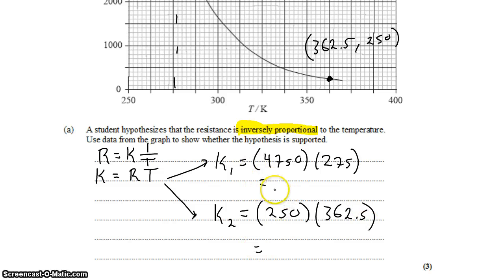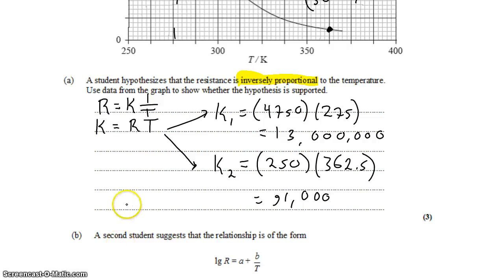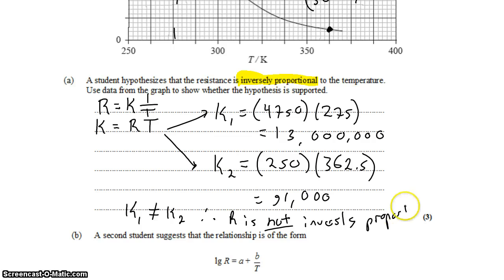When you punch them into your calculator, you get that the first one is about 13 million, and the second one is just 91,000. Very, very different. Clearly not close to the same. So we can say at the end, K1 is not equal to K2. Therefore, R is not inversely proportional to T.